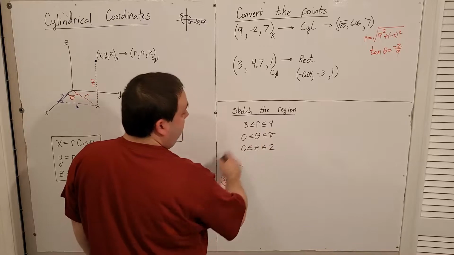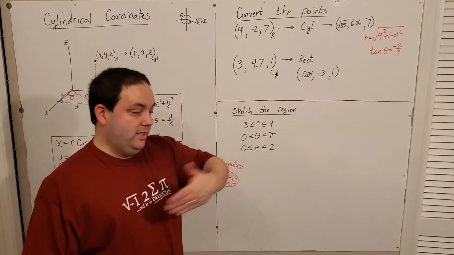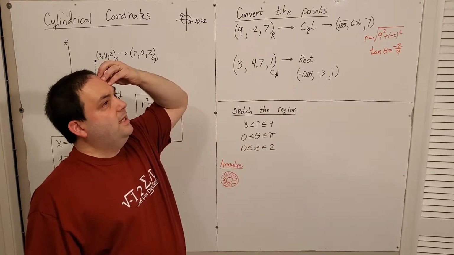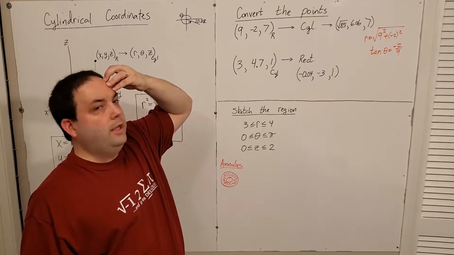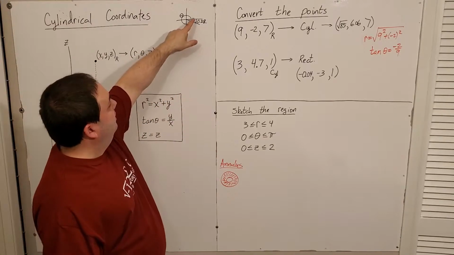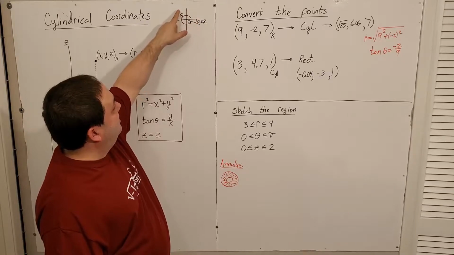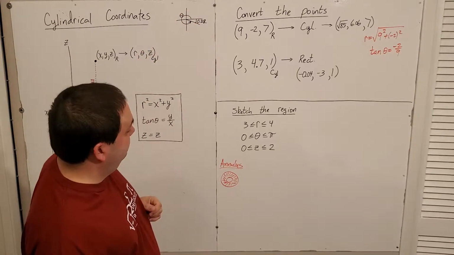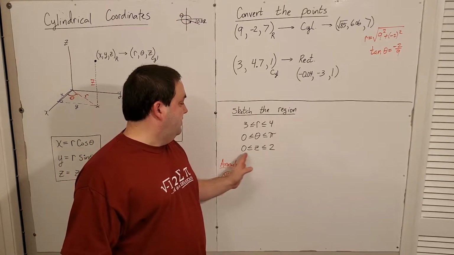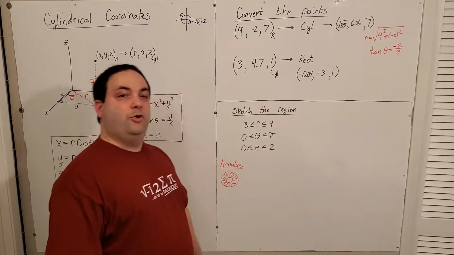And theta, that's just an angle, right? Between 0 and pi. Let's think for a second. Between 0 and pi on the normal grid, right? That's the positive x-axis to the negative x-axis. And then z is between 0 and 2. That's where the cylinder part comes in.